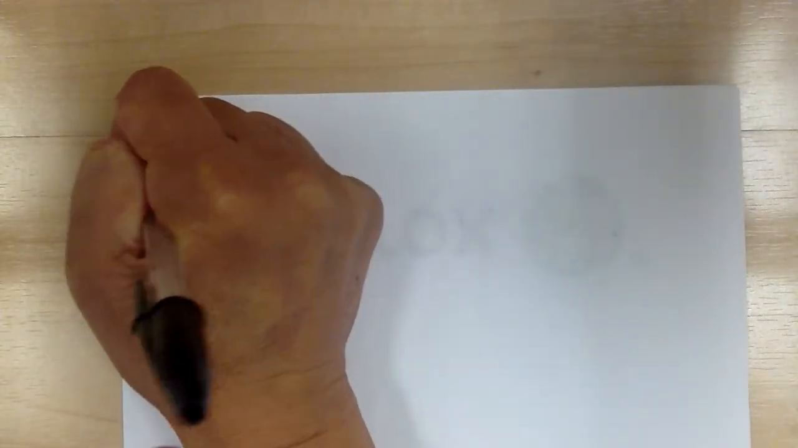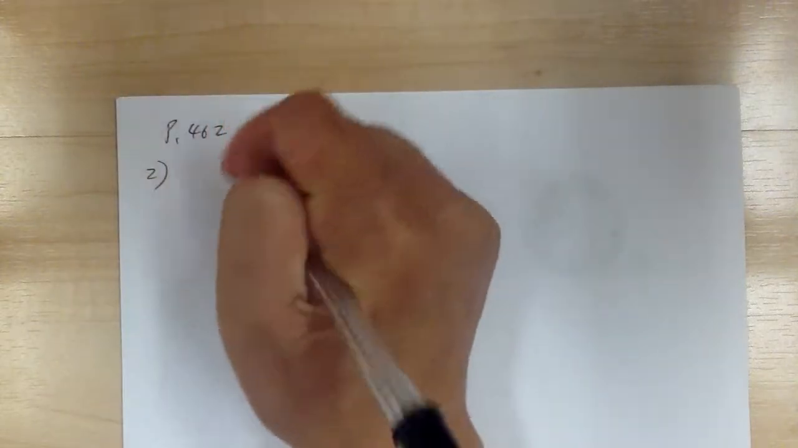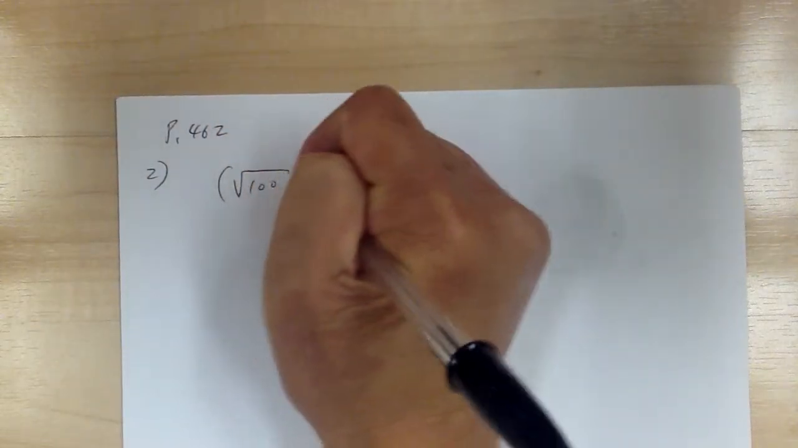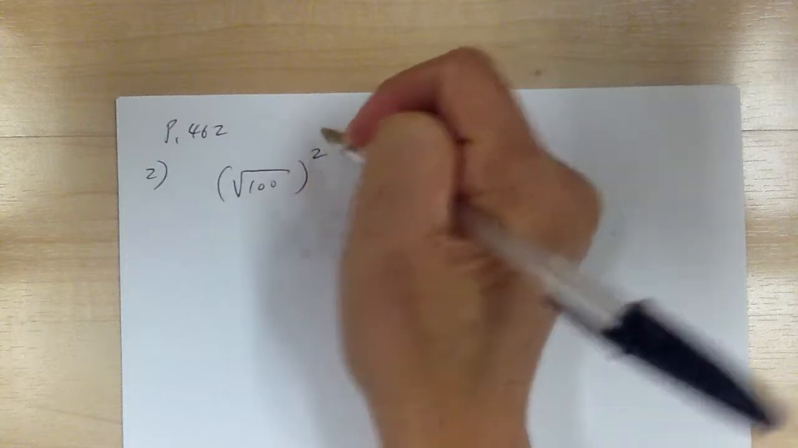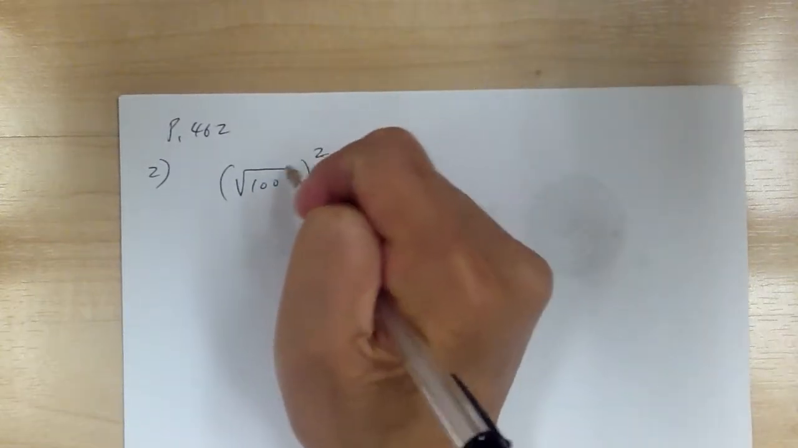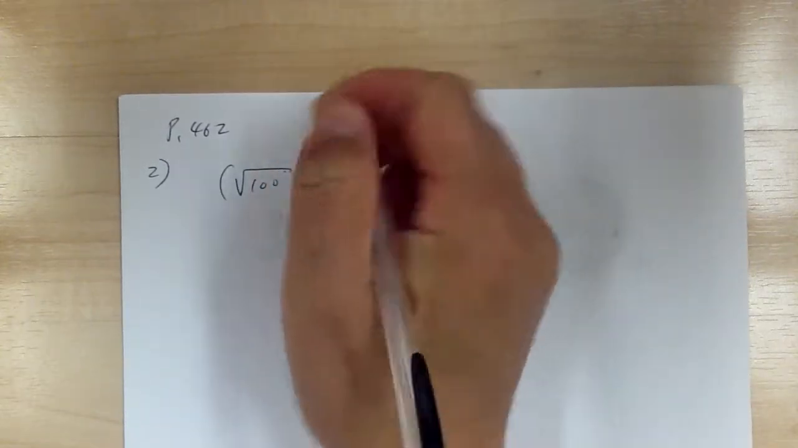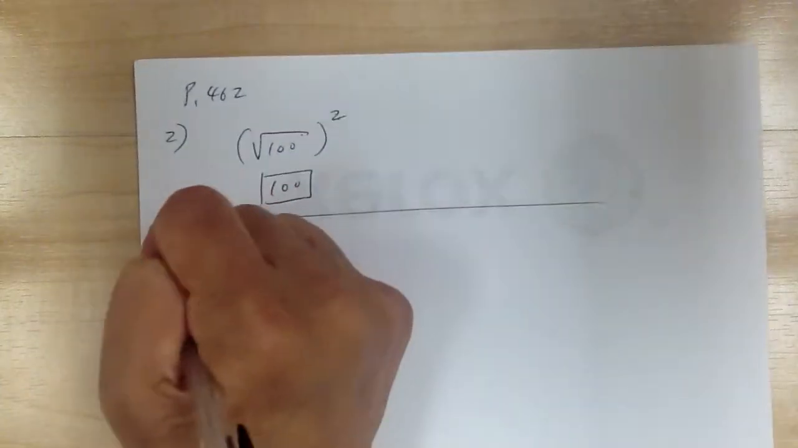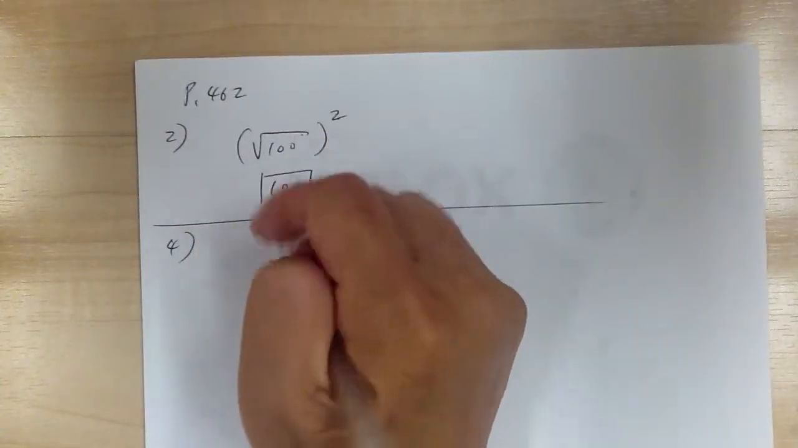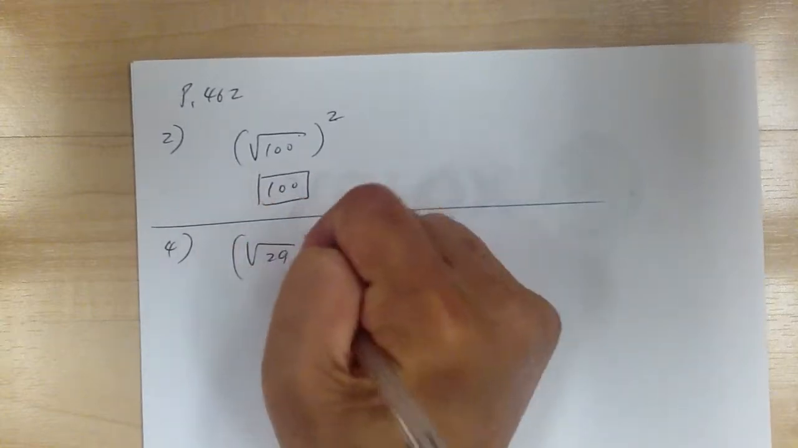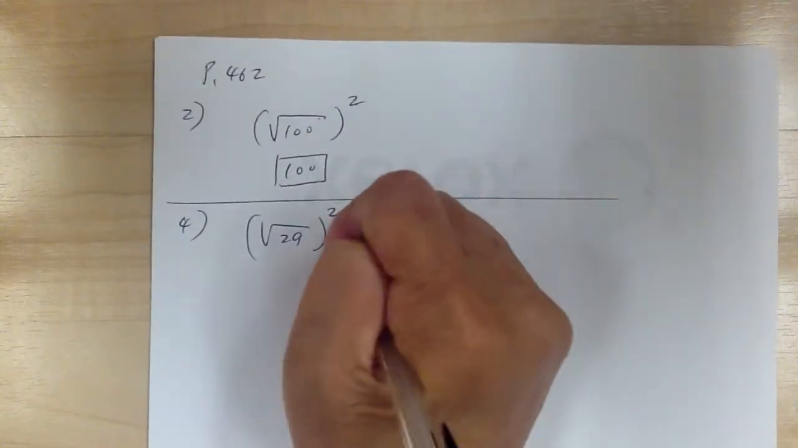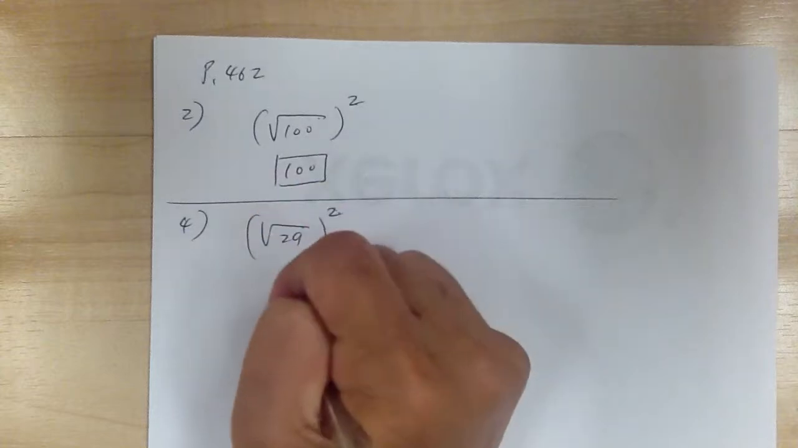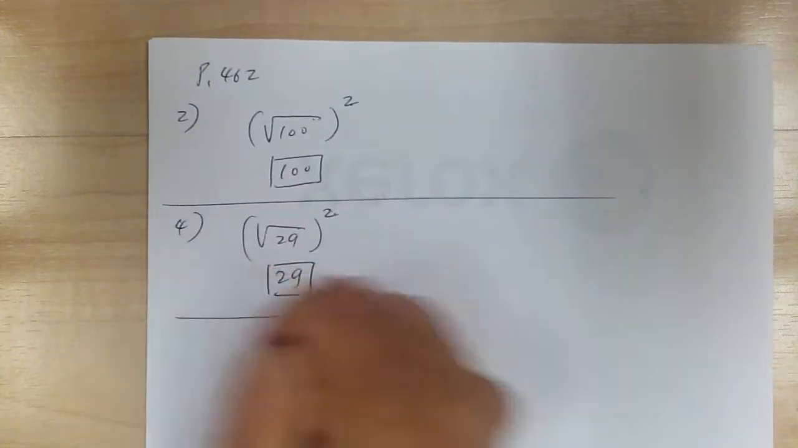Let's go to page 462 and let's do the evens. So number 2, you have square root of 100 to the second power. The square and the square root will cancel out, and so your answer will be 100. Okay, number 4, you have square root of 29 parentheses square. The square and square root cancel each other, so the answer would be 29.